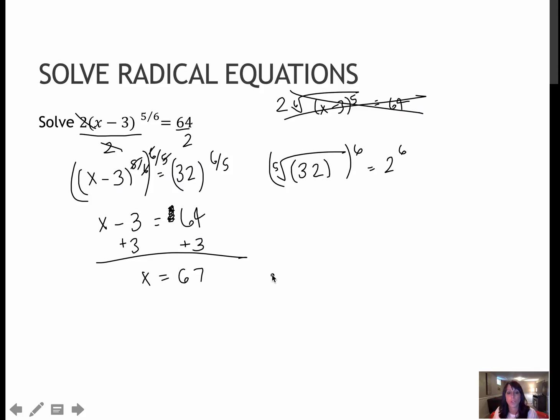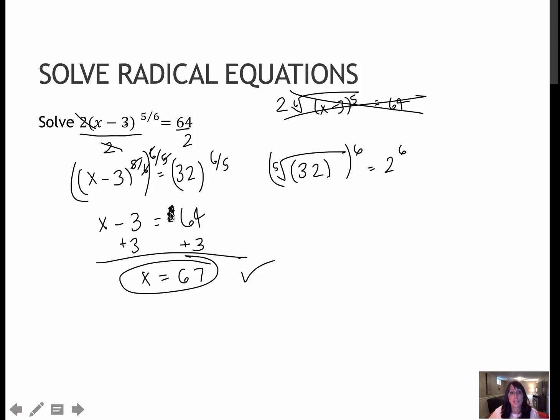As always, we should check our answer. So if I take 67 minus 3, that's 64. If I take 64 to the 5/6 in my calculator, I do get 32. 32 times 2 gives me 64, and so 67 works out. So remember, always check your solution.